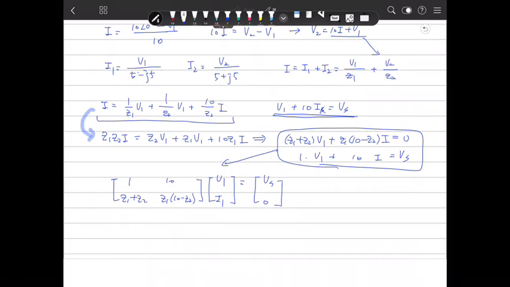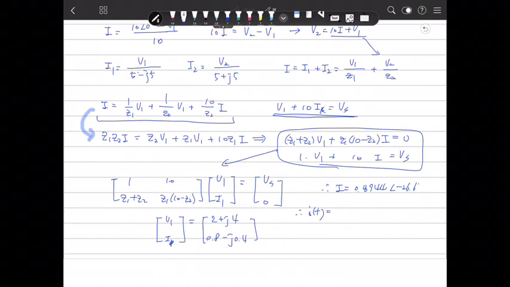So using the matrix calculation, we can get V1 and I as 2.84 and 0.8 minus j0.4. Therefore, I is 0.8944 ∠ minus 26.63. So i(t) is 0.8944 cosine of 10t minus 26.63 degrees. That's your solution.